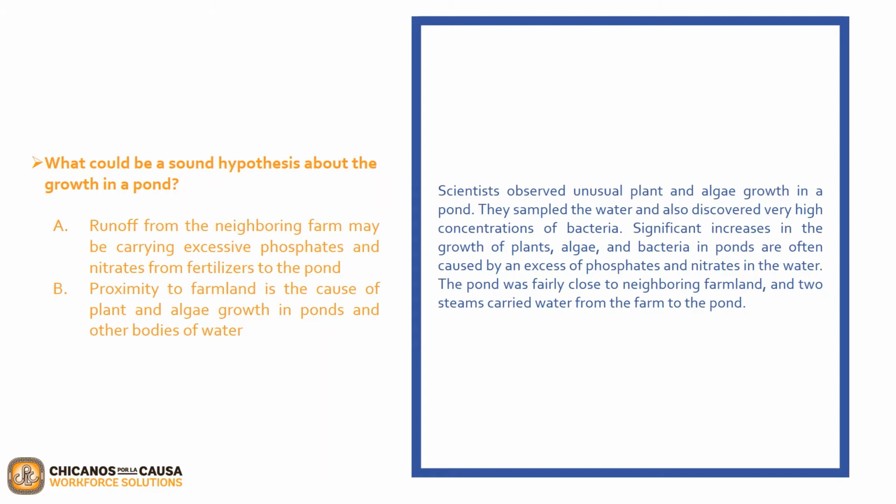Now, we have two options to choose from when it comes to answering our question, which is, what could be a sound hypothesis about the growth in a pond? As a reminder, a hypothesis is an educated guess as to why something is occurring. So our two options are A, runoff from the neighboring farmland may be carrying excessive phosphates and nitrates from fertilizers to the pond. B is proximity to farmland is the cause of plant and algae growth in ponds and other bodies of water.